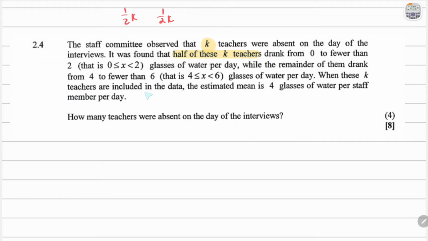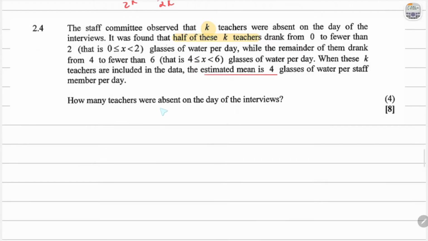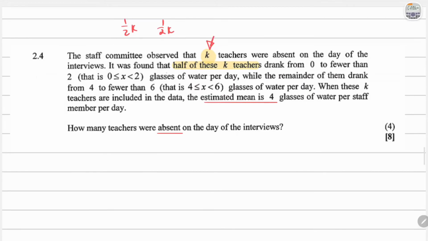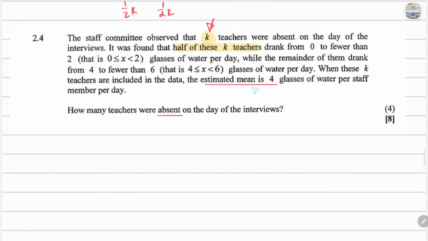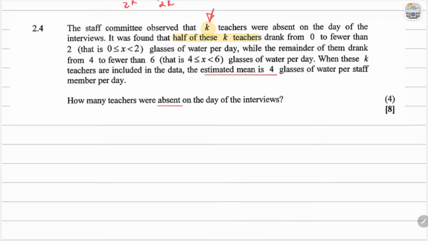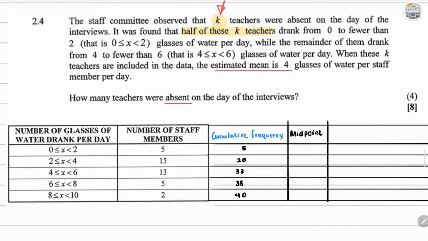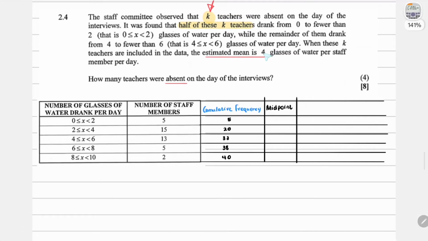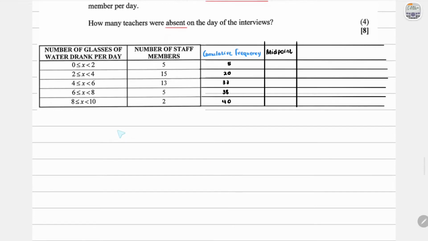When these K teachers are included in the data, the estimated mean is 4 glasses of water per staff member per day. How many teachers were absent on the day of the interviews? So they want us to find K. They are using the estimated mean to do this. First let's go ahead and get our data. We are trying to find the estimated mean, but we already have it, so it's going to form an equation to solve for K.